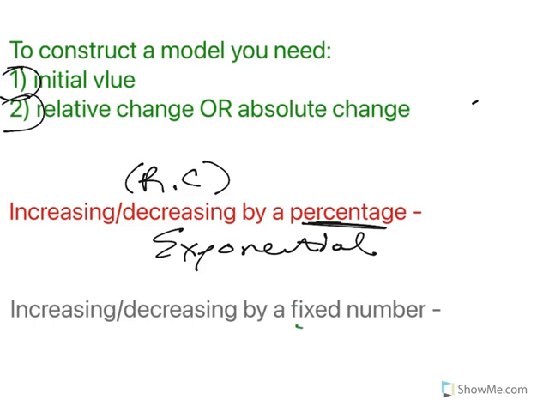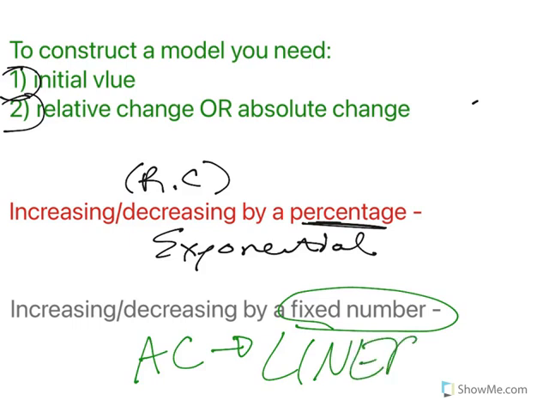And if it's increased by a fixed number, like my salary increased by $50 a month, absolute change tells me linear. Oops, spelled that wrong. And the absolute change is your slope. So whatever the change is, if I increased $50 a month, great. That's my slope, 50.